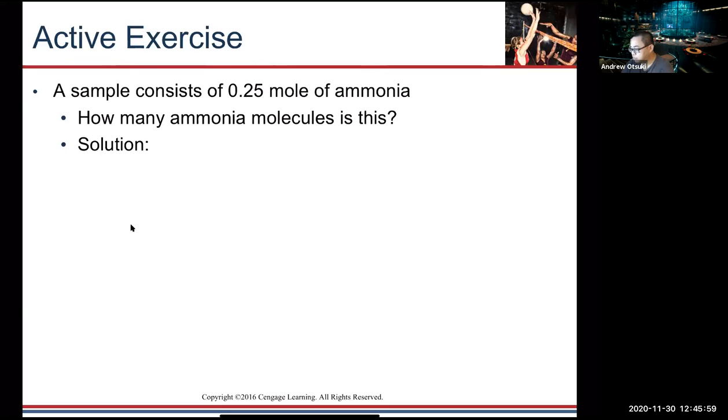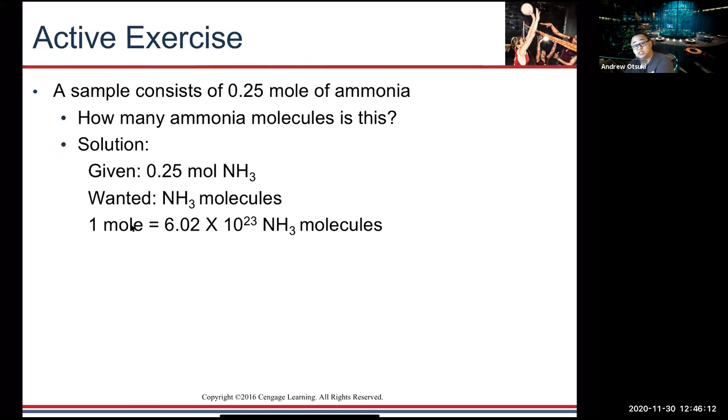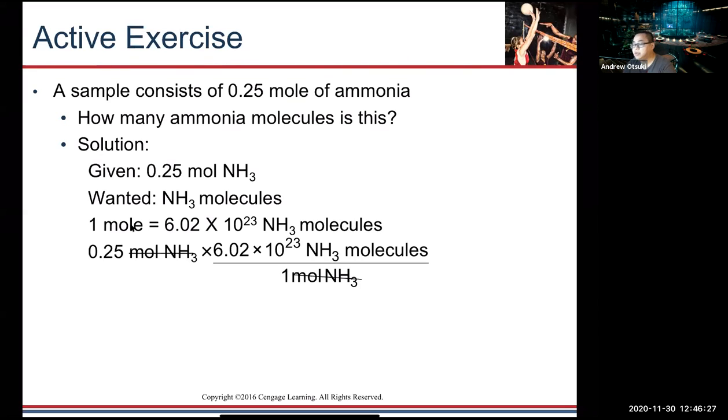Okay? So what we do here is, given moles of ammonia, I wanted molecules. I know that my conversion, my conversion factor or equivalency expression, is 1 mole equals 6.02 times 10 to the 23rd ammonia molecules. So now I just need to set up my fraction so the units cancel. This can be a little bit tricky for some, but if I start out with moles, I must cancel out the moles by putting the mole on the bottom of my fraction, and then I will be multiplying by Avogadro's number to get molecules.